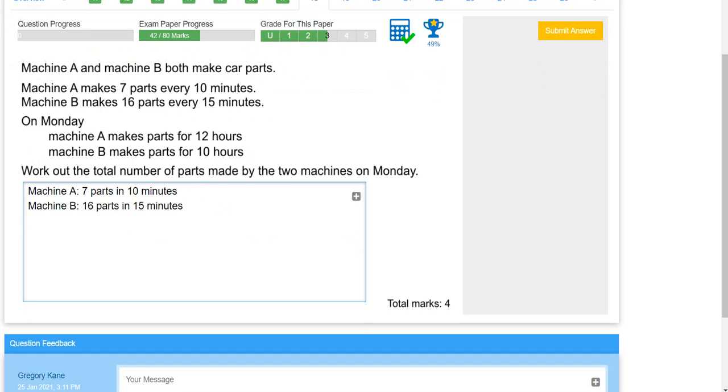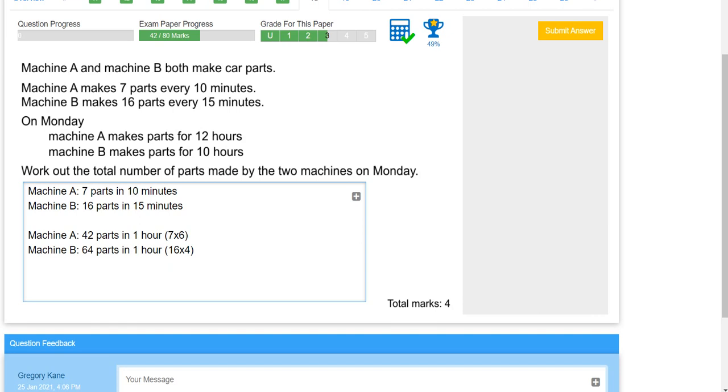So question 18 is a very wordy question, and it looks complicated. If we take it systematically, it's not so bad at all. So we have machine A, machine B, they make car parts, and I've written down there, machine A, 7 parts in 10 minutes, machine B, 16 car parts in 15 minutes.